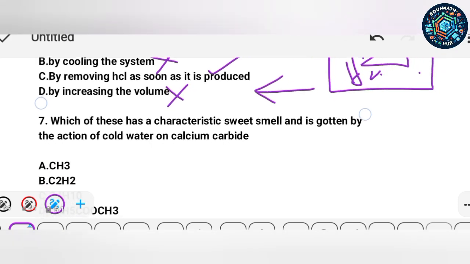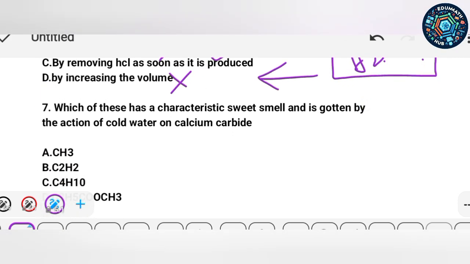Next one. Which of these has a characteristic sweet smell and is gotten by the action of cold water on calcium carbide? Now, first of all, you need to know what calcium carbide is. Calcium carbide is CaC2.